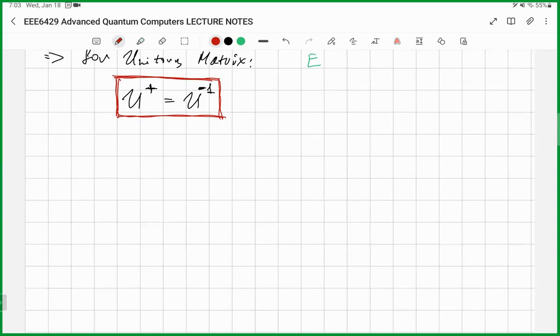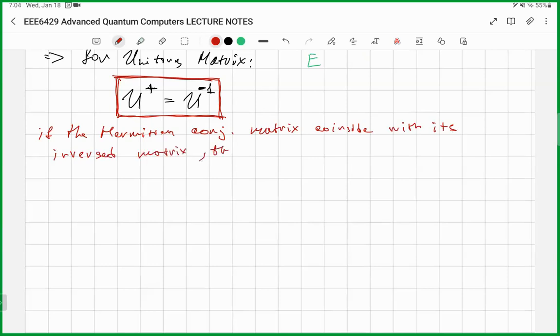It basically says that if the Hermitian conjugated matrix coincides with its inverse matrix, then the matrix is unitary.